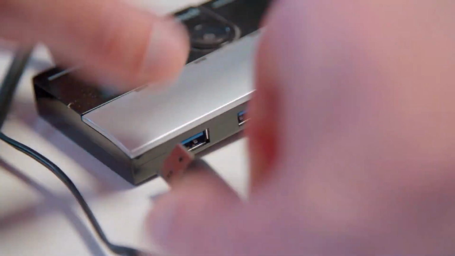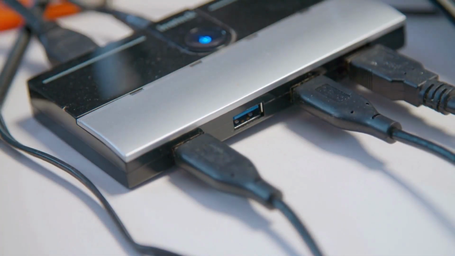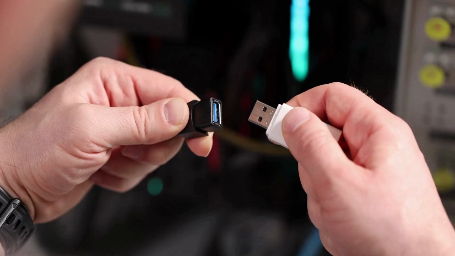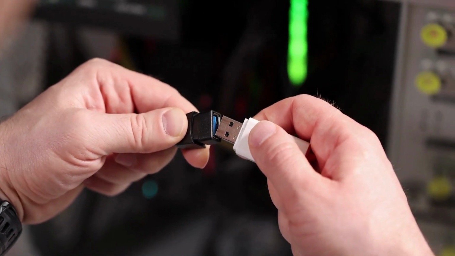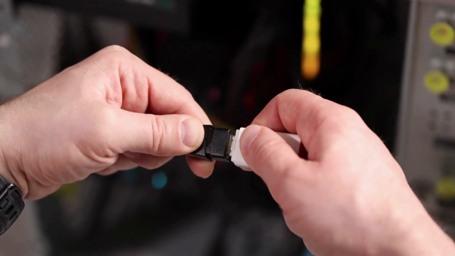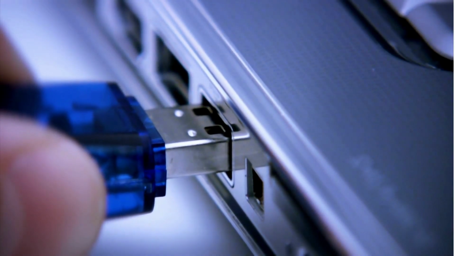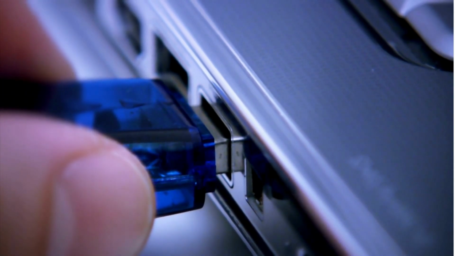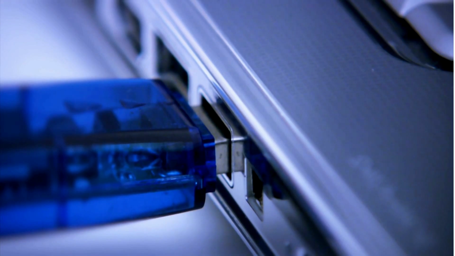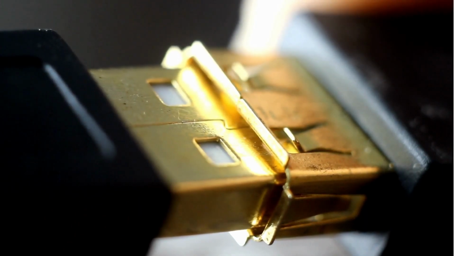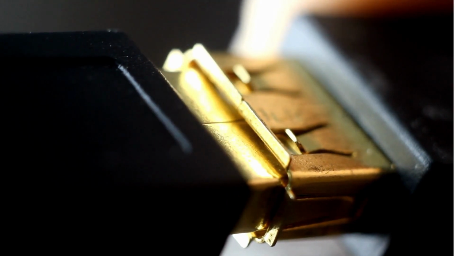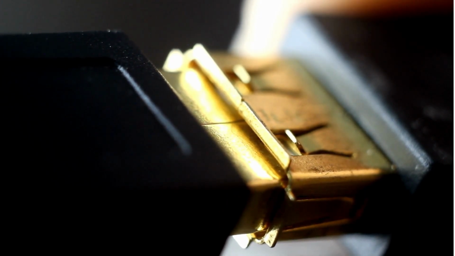Devices that can connect to the USB port include printers, scanners, mice, keyboards, joysticks, CD drives and DVD drives, cameras, modems, speakers, telephones and video phones. USB ports and devices come in 3 versions. Version 1.0 supported a speed of 1.5 Mbps. Version 2.0 increased the supported speed to 480 Mbps. Version 3.0 supports speeds up to 5 Gbps. A plus sign identifies a version 2.0 port. Version 3.0 is sometimes referred to as SuperSpeed USB.